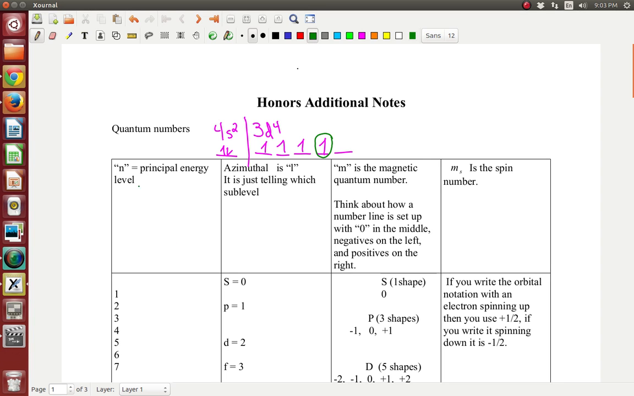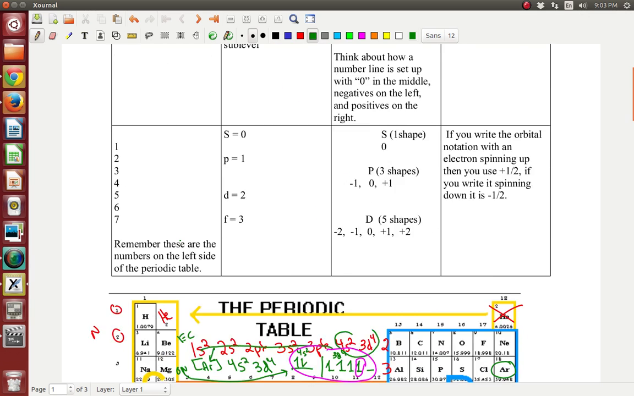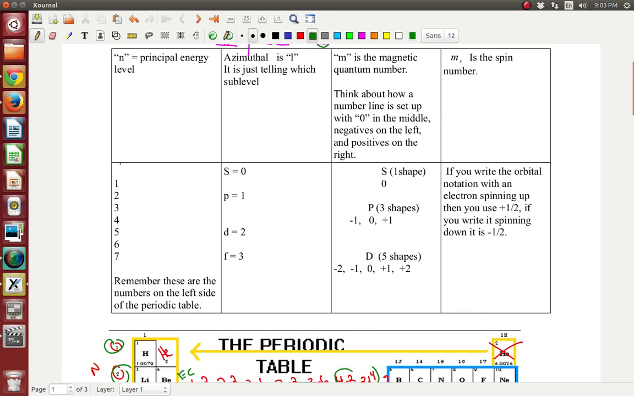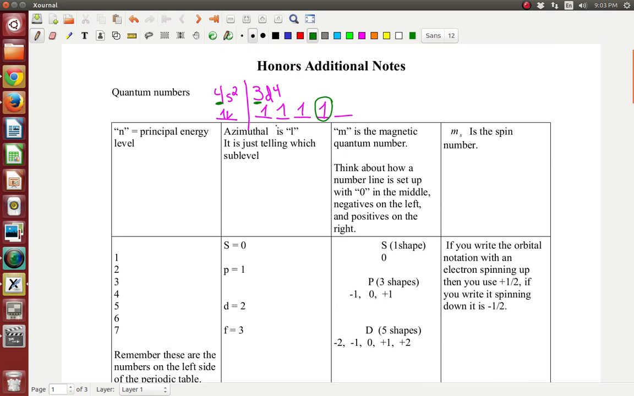All right, the first quantum number is the principal energy level, and that's these numbers here. Those are the principal energy levels, the numbers in the front, because we get those from these numbers right here, the principal energy levels. So those are the n's. That's where this comes from. So its first quantum number would be a 3.